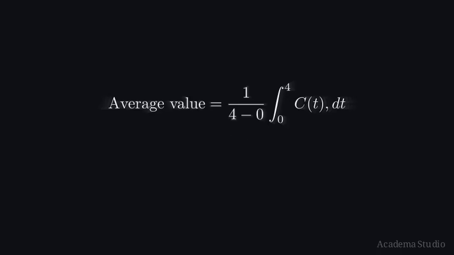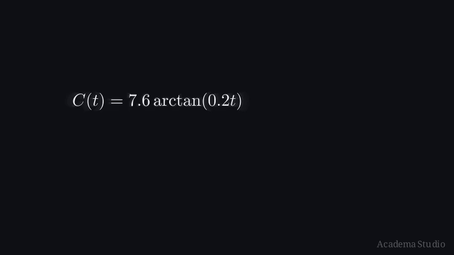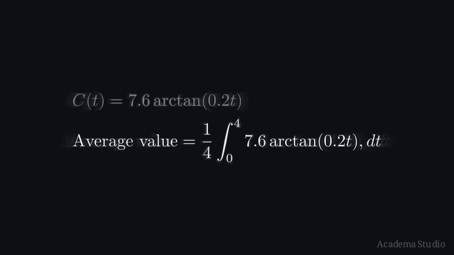Here, the interval is from 0 to 4, so a equals 0 and b equals 4. We divide by the length of the interval, which is 4 minus 0 equals 4. Now substitute the formula for C(t). This is the correct AP setup for the average value. C(t) equals 7.6 arctan of 0.2t. Average value equals 1 over 4 times the integral from 0 to 4 of 7.6 arctan of 0.2t dt.